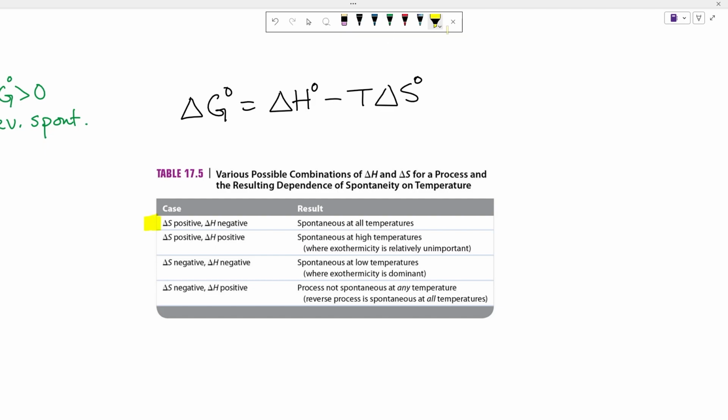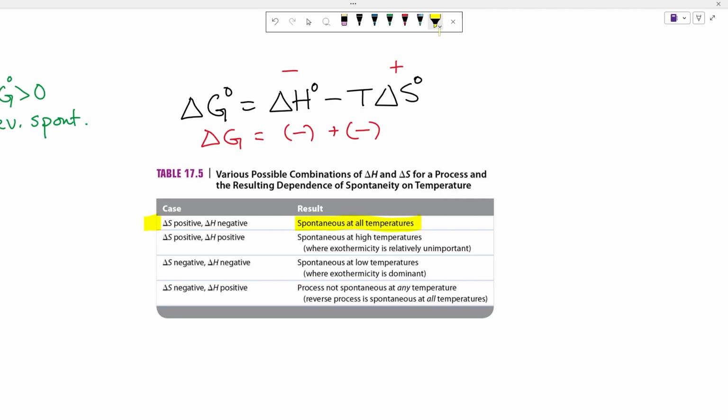So starting with delta S positive, delta H negative. Because we subtract T delta S, we end up with minus and then minus plus, so I'm just going to call that plus minus. So we have delta G equals minus plus minus, or negative. So in that case, it doesn't matter what the temperature is, it is spontaneous at all temperatures.